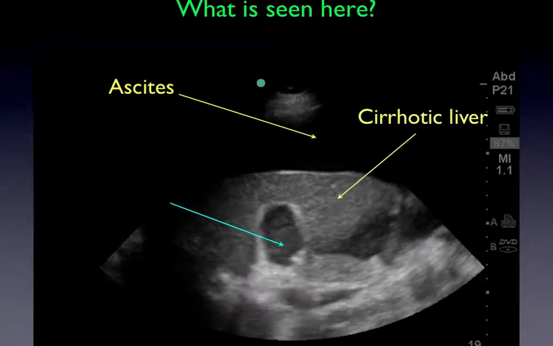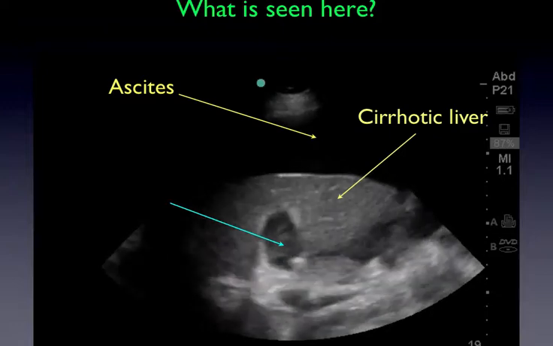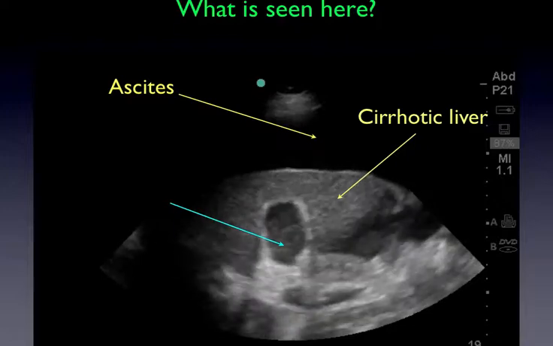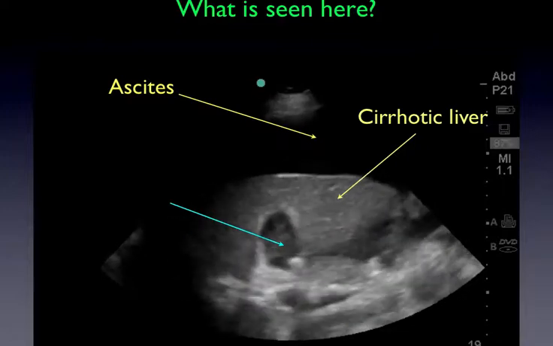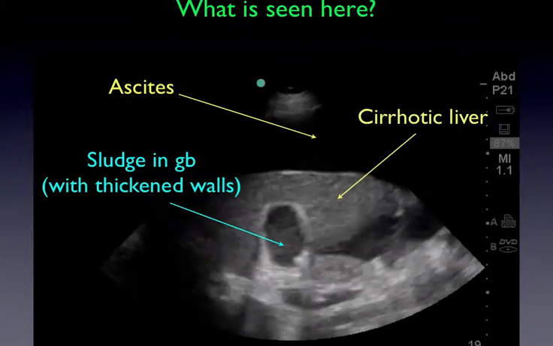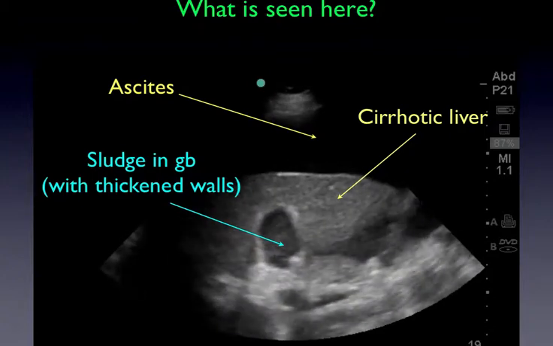And this over here is the gallbladder. Now, do we see this gallbladder as very clear, black, totally anechoic? No. There seems to be a grainy quality to it. And that, in fact, is sludge. It's grainy because, in fact, it's sand.